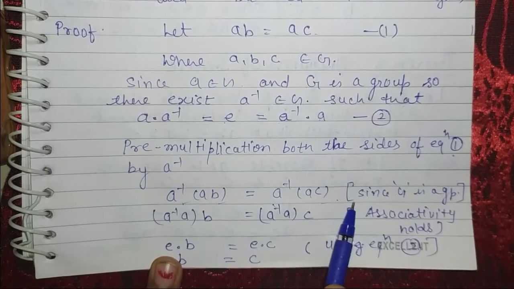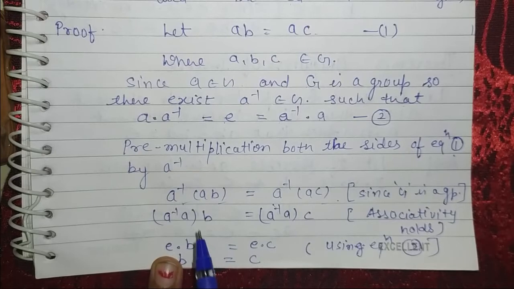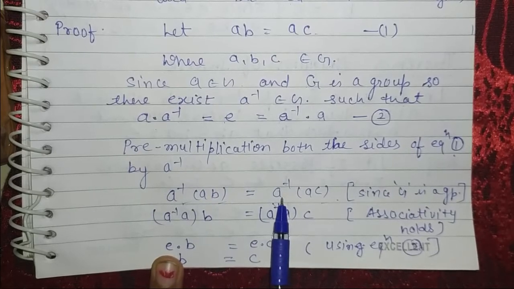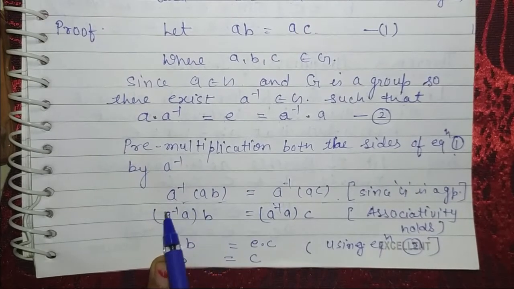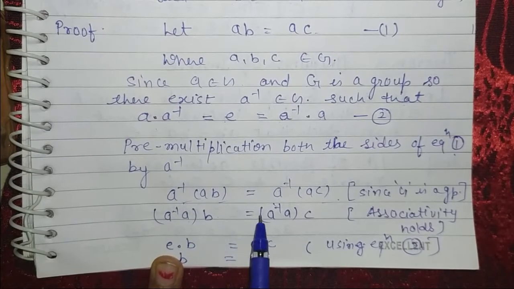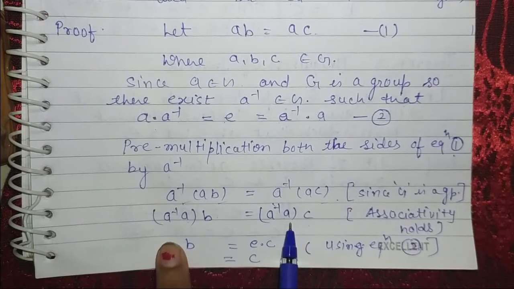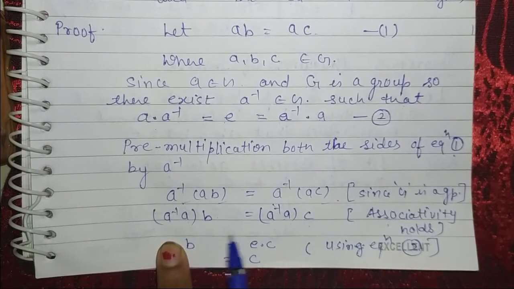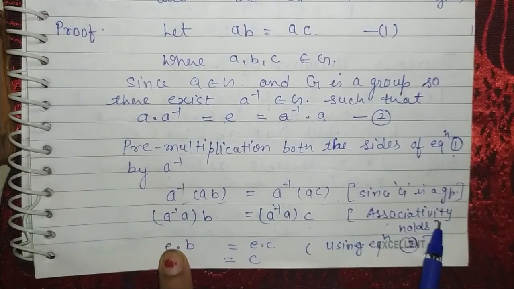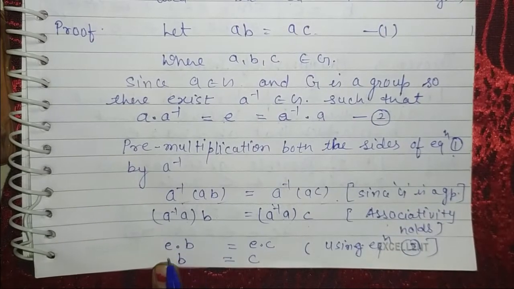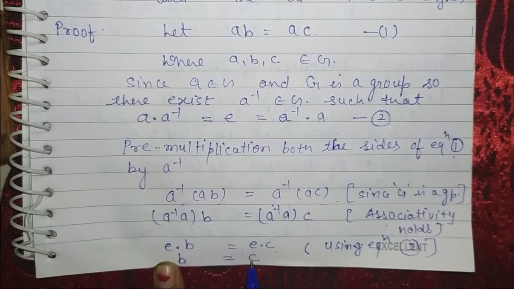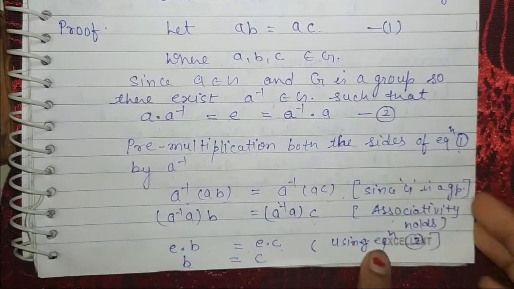We know that G is a group, so we can apply the associativity property in this result. So we can write A inverse dot A in the bracket and B outside the bracket, equal to A inverse dot A in the bracket and C. Here I am mentioning that we can write it because of the property of associativity. It gives E dot B equal to E dot C, by equation 2. This is using equation 2.